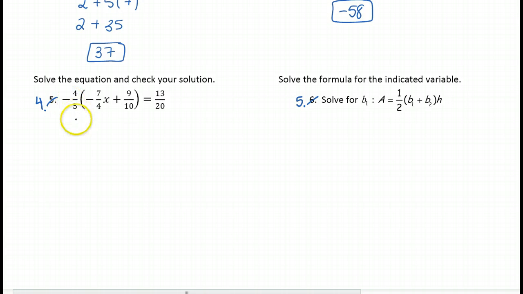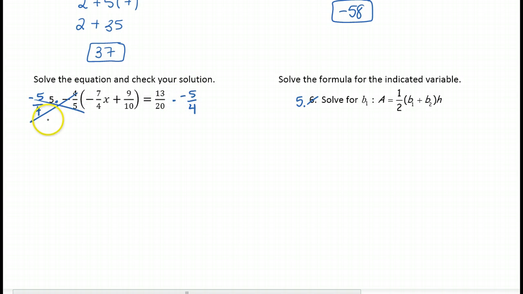So I have an equation. Solve the equation. Remember, that means we want to get our variable, whatever it is, all by itself. That's the whole point. So we have to undo anything that was done. So first, I'm going to get rid of this negative 4/5. Hopefully you remember how to do that. You need to multiply by the reciprocal, which is negative 5/4.